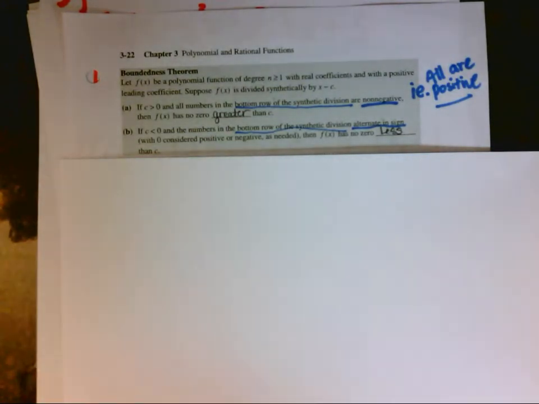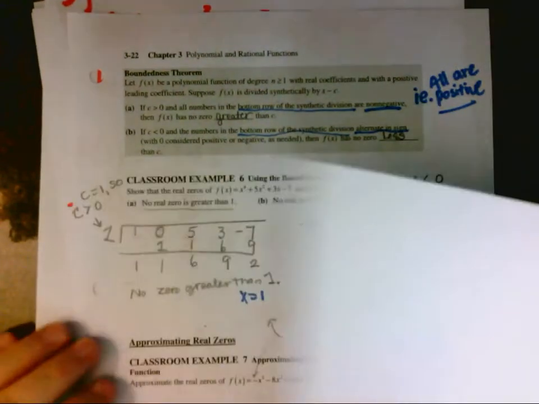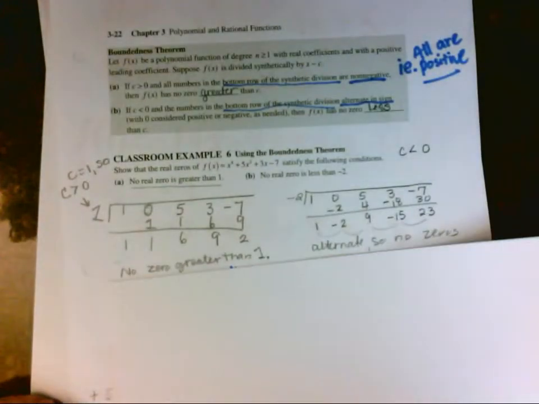If c is less than 0 and the numbers in the bottom row of the synthetic division alternate in signs, with 0 considered positive or negative as needed, then f of x has no 0 less than c. Okay, so if they alternate, then no 0 is less than that, which means all the zeros are greater than that. And these are things you may have to write yourself little notes and kind of memorize these facts. They're helpful.